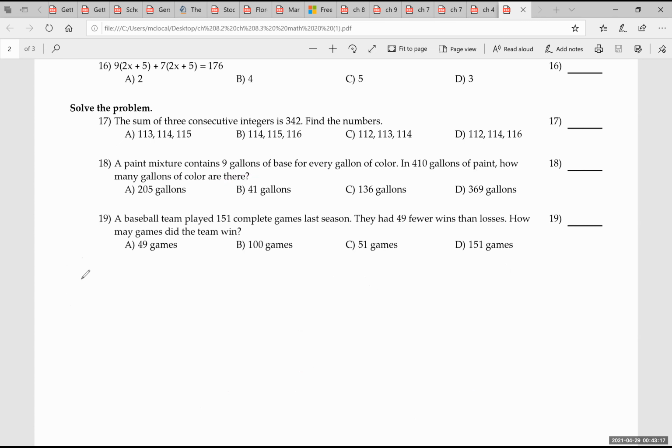All right, problem number 19. They're saying a baseball team played 151 completed games last season. They had 49 fewer wins than losses. How many games did the team win? Okay, so the important thing here is they had 49 fewer wins than losses. So let's say we have wins and we have losses. And we have total, right?